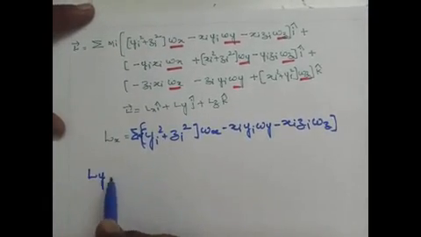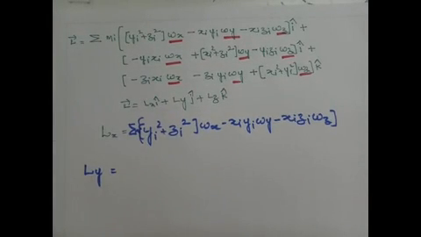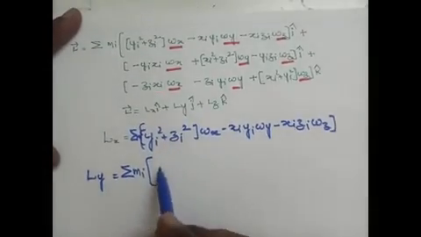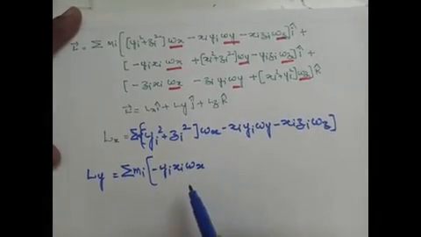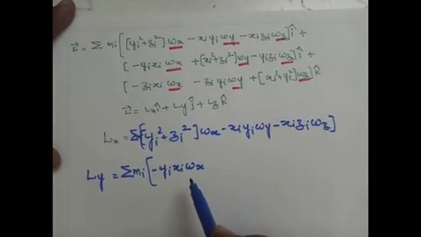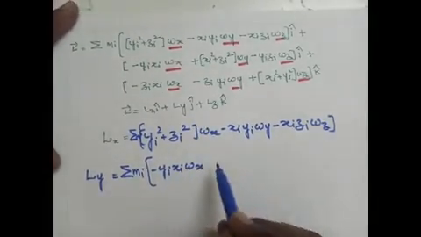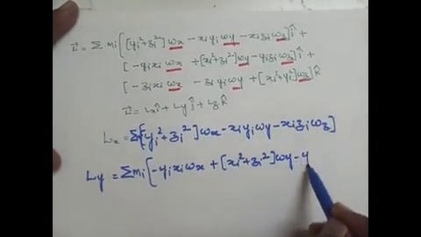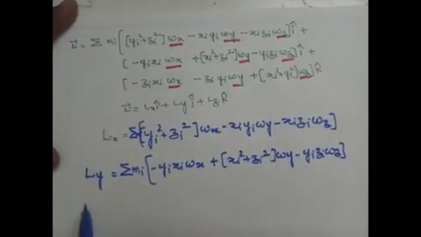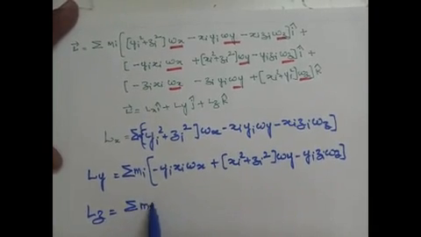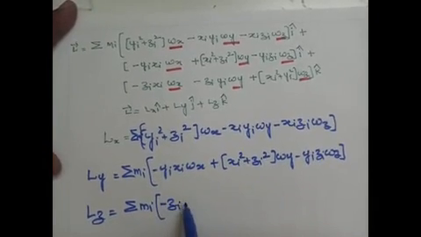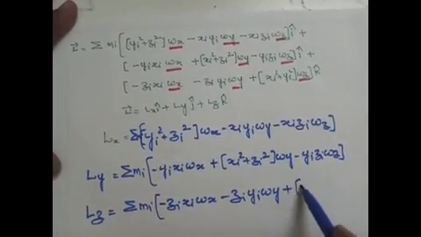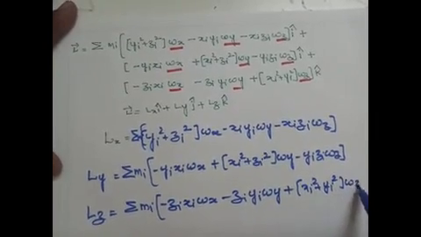And how can we write Ly term here? Ly term can also be written as, see here, Ly term, so summation mi, minus yi xi omega x, okay, and the remaining term is what, plus xi square plus zi square into omega y minus yi zi omega z, okay, and similarly Lz is equal to what we get, summation mi into what I get, minus zi xi omega x minus zi yi omega y, and plus we have the term xi square plus yi square into omega z, okay.